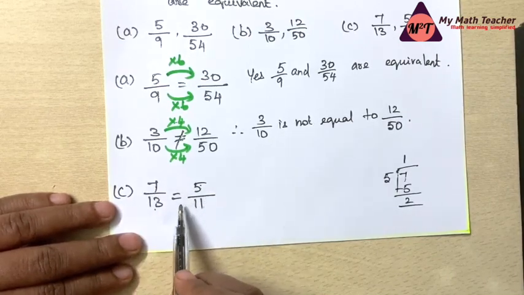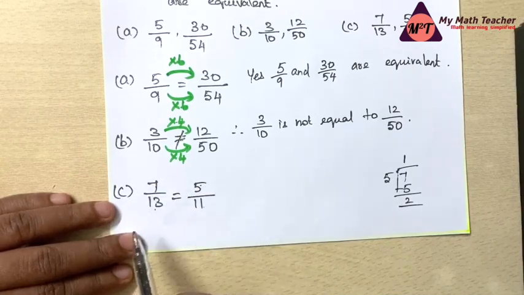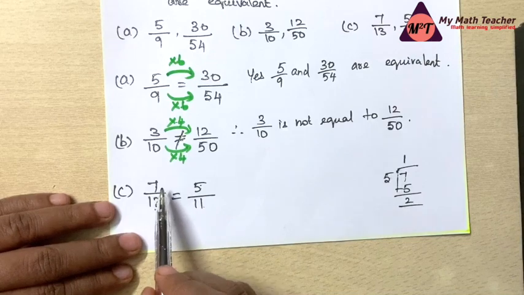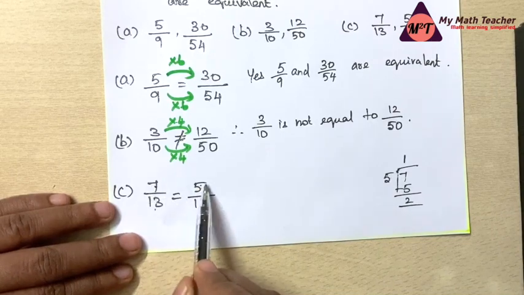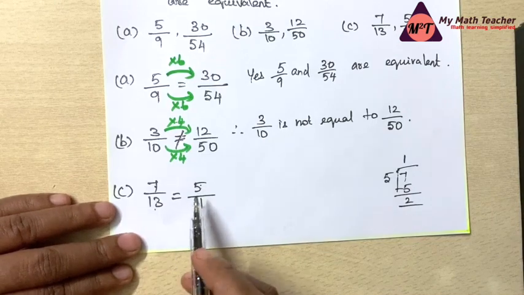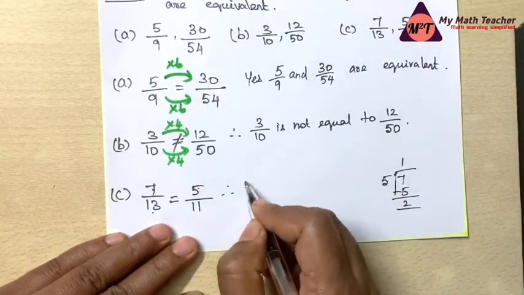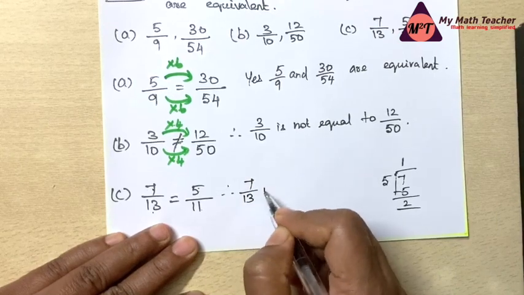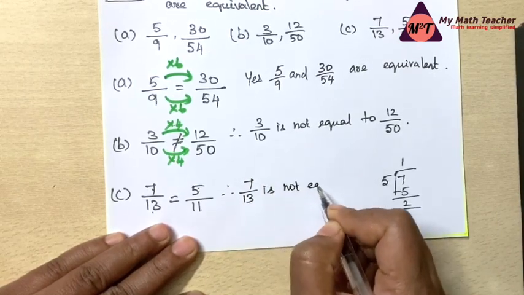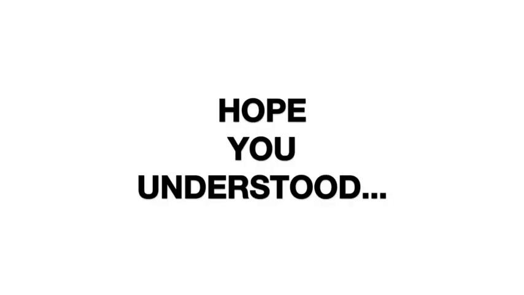Next we have to see whether we can simplify this or not. Again we can't simplify. Now we can compare numerator and numerator. They are not equal, and also the denominator and denominator are not equal. So we can say therefore 7 by 13 is not equal to 5 by 11. I hope you must have understood all the problems which I have solved in this video.